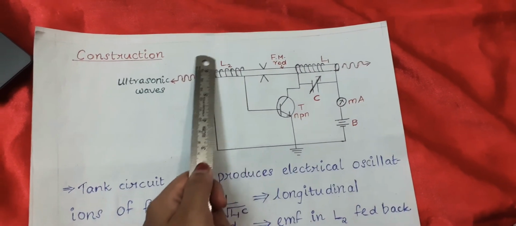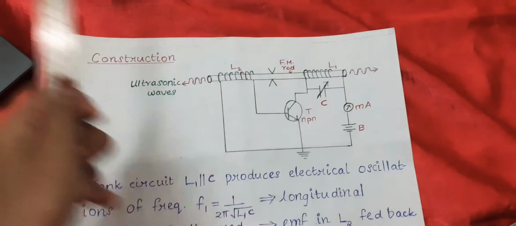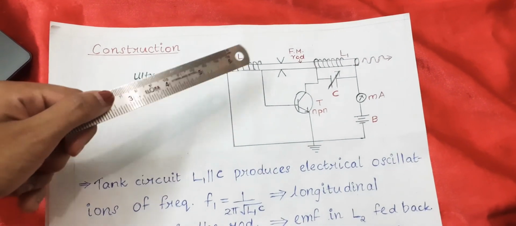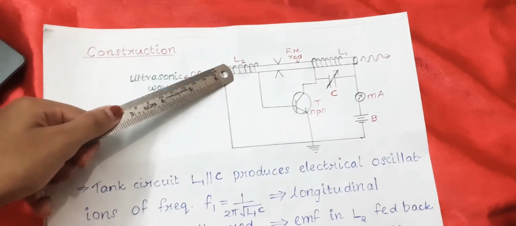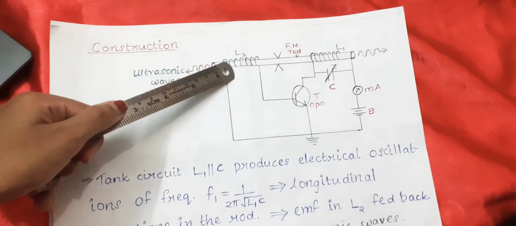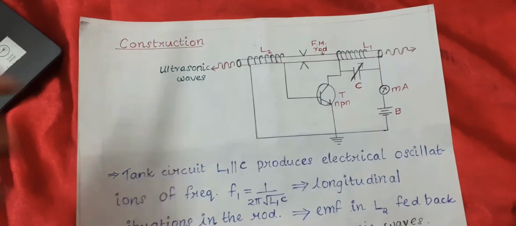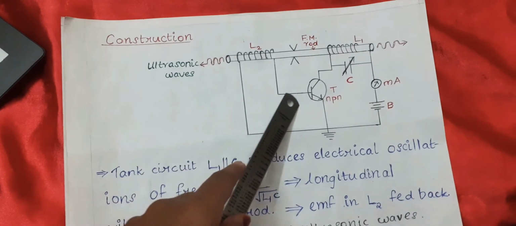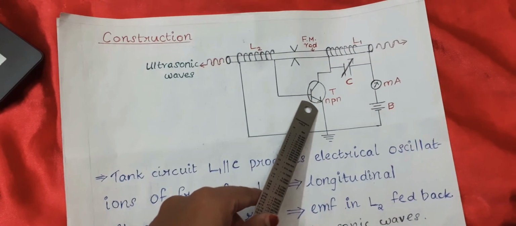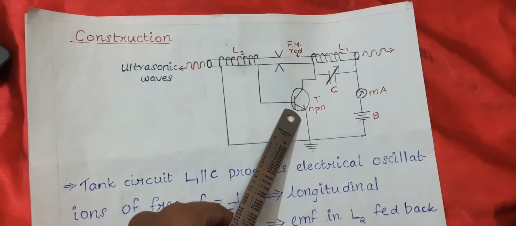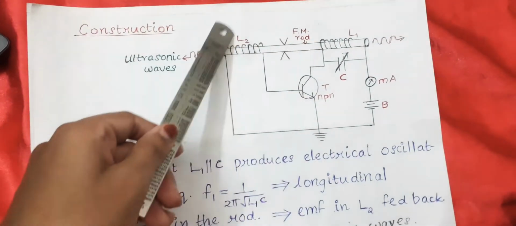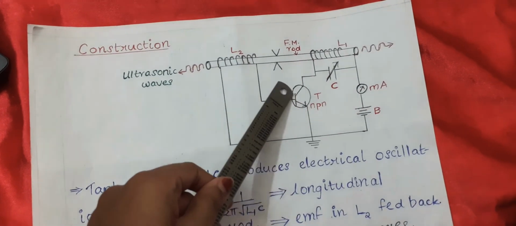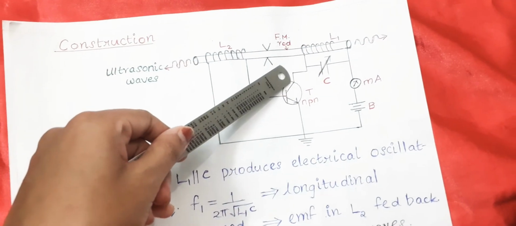There is a rate of change of flux in the coil L2, and according to Faraday's law, due to the rate of change of flux, an induced EMF will be formed in the coil L2. This induced EMF is fed to the emitter base junction, or the input junction, of the transistor amplifier, and whatever EMF is fed to the transistor amplifier gets amplified here, and it will be fed back to the tank circuit through the collector lead.